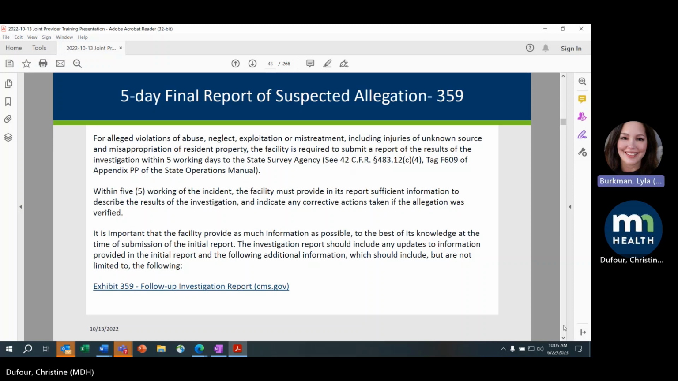Following the submission of the initial report, the facility has 5 days to submit a thorough investigation. And for all alleged violations of abuse, neglect, exploitation, or mistreatment, including injuries of unknown source and misappropriation of resident property, the facility is required to submit a report of the results of the investigation within 5 working days to the state agency.